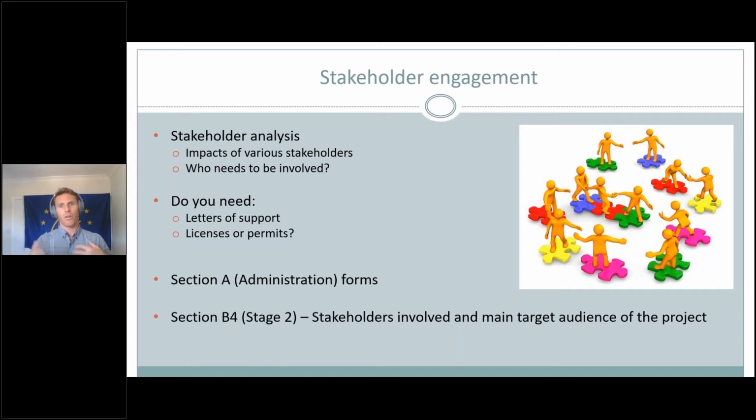So the forms, the administrative forms, this process is also to identify initial potential associated beneficiaries, so project partners, or even co-financers, project partners who contribute finances. In the B4 form, stakeholders involved are the main target audiences of the project. And this is for once you've been invited to stage 2 to submit a full application. Who do you need to get letters of support from? Which departments? Who do you need to get guaranteed buy-in of results and future uptake of the project to provide long-term benefits?